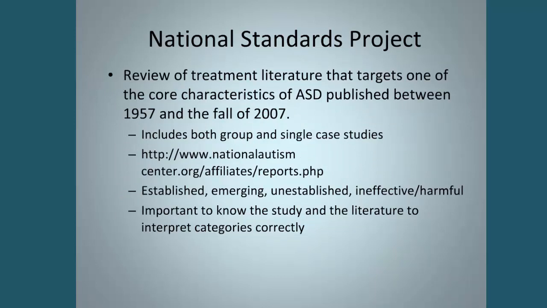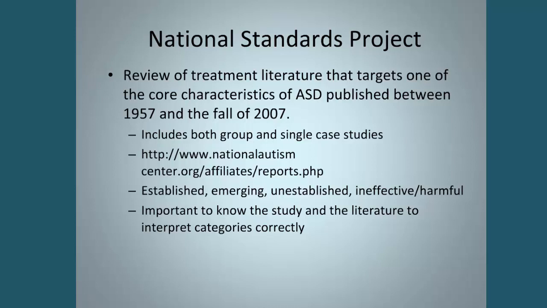We have a really nice place to go for some evidence-based information recently released in 2009, and this was the first time we really got some guidance here since the National Research Council in 2001. The National Standards Project reviewed treatment literature that targets one of the core characteristics of ASD in the literature published between 1957 and the fall of 2007.